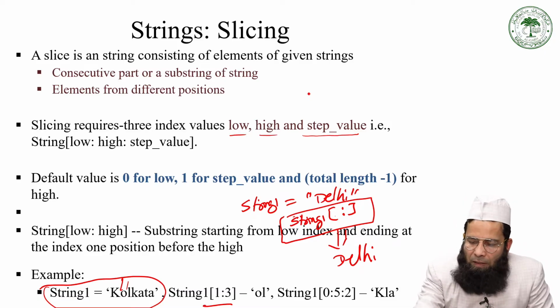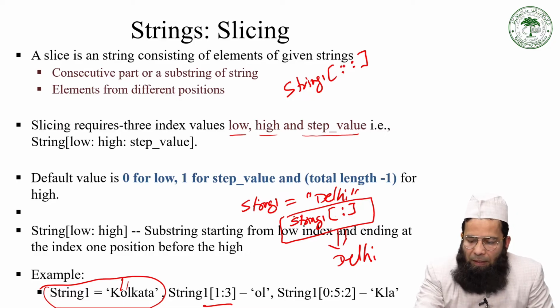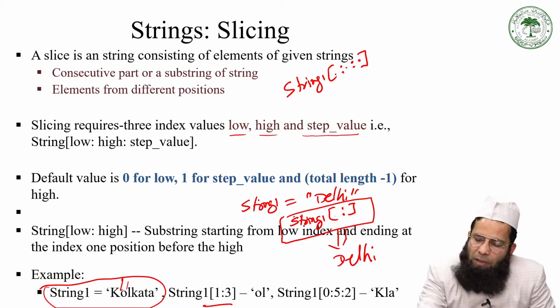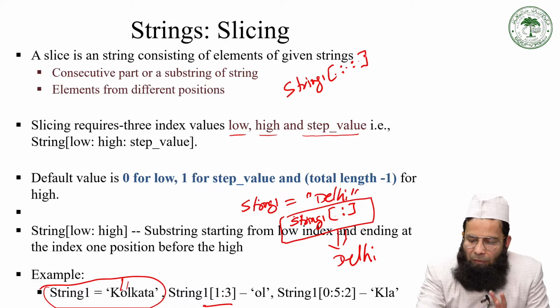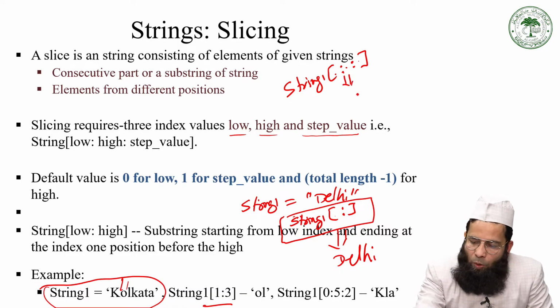Similarly, if I am using 2 colons, like string1 colon and again colon, it means I am using 3 distinct values, that is low, high and step. And by default, the low is 0, high is total length minus 1, and step value is in this case 1, right? So it will again give me the whole string.